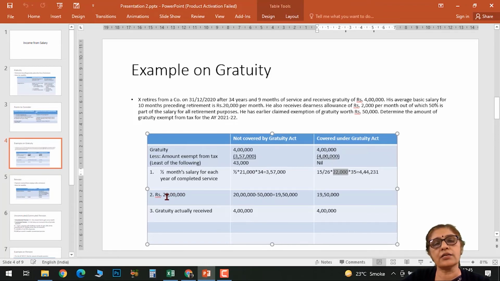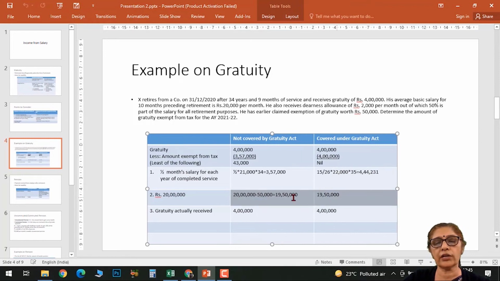20 lakhs, that is the lump sum. He earlier claimed an exemption of gratuity worth 50,000. So 20 lakhs gets reduced by 50,000. We have done this in leave salary also. So 20 lakhs less 50,000. So the second figure of exemption would be 19 lakhs 50,000 for both. We differ only with respect to the first, the rest are the same.